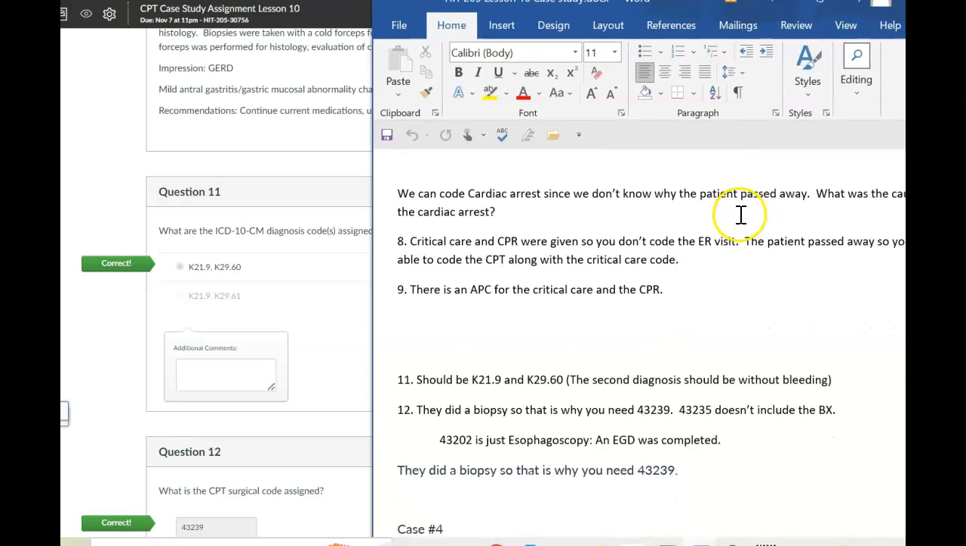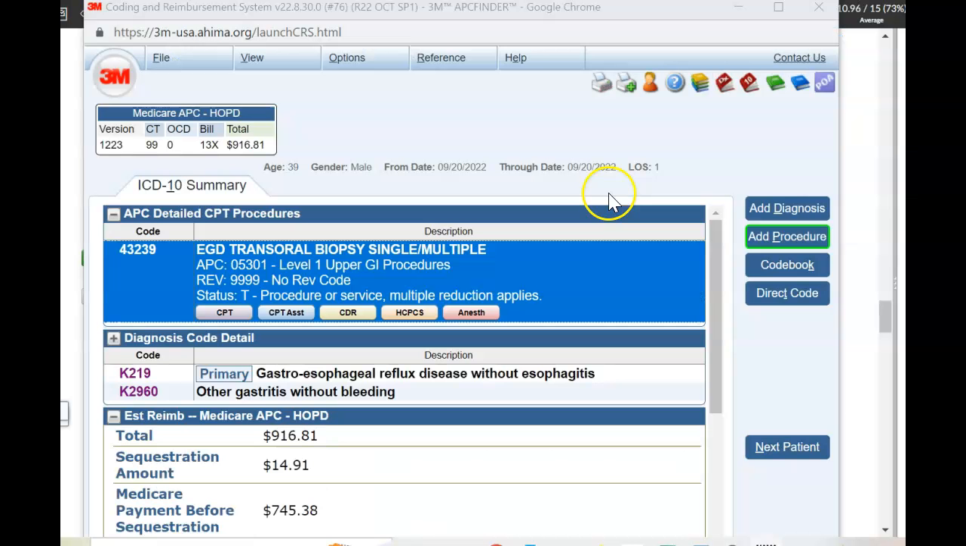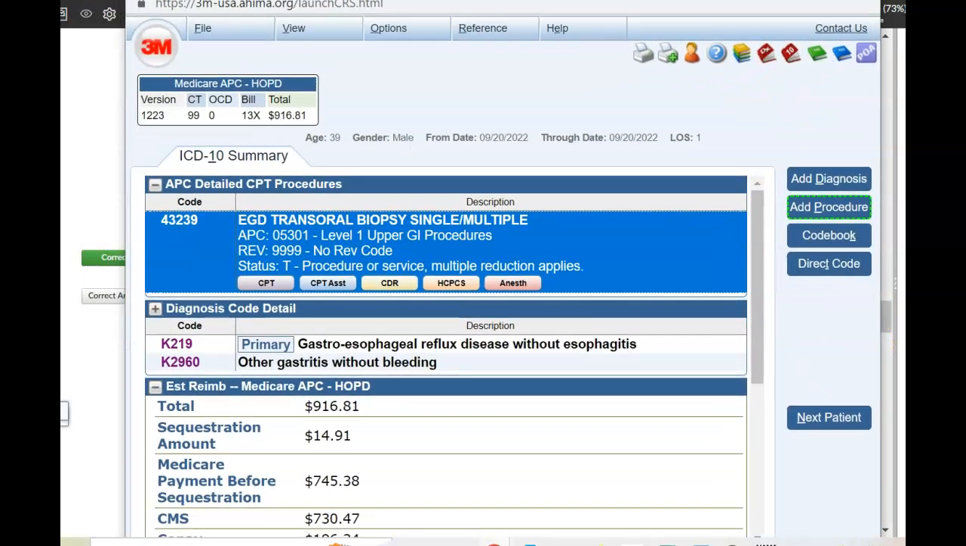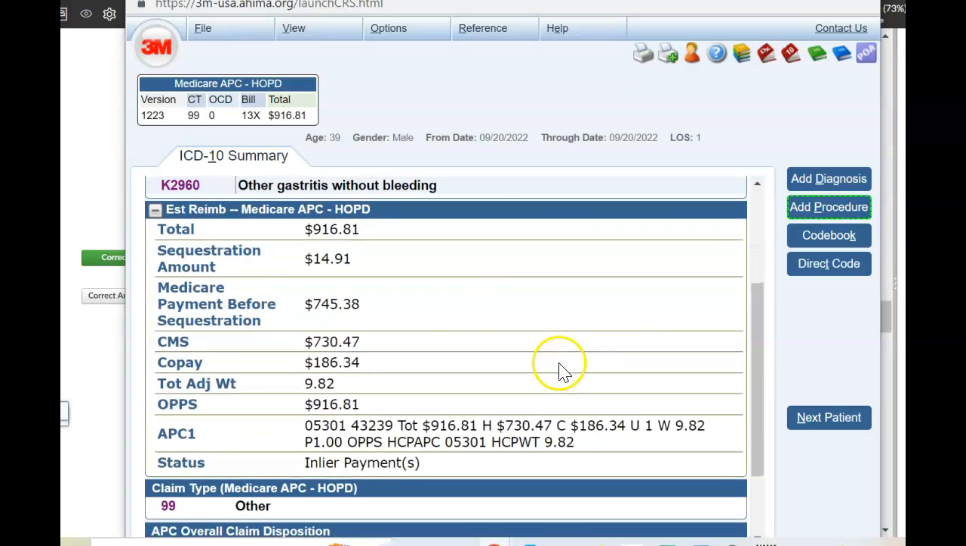At that point, it should be K21.9 and K29.60. The second diagnosis should be without bleeding. Once we get everything plugged in for this patient, let's remember that we have K21.9, our GERD, and we have other gastritis without bleeding.